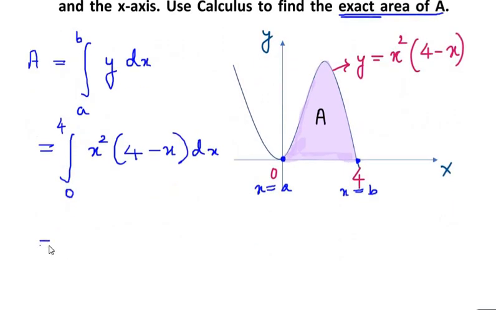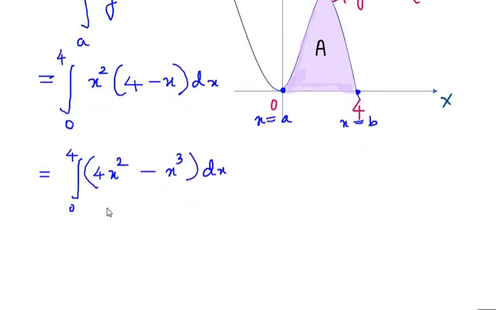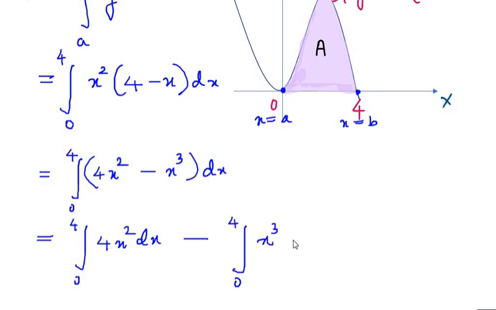Now to solve this, we have to expand the brackets first. So integration from 0 to 4. X square times 4 gives us 4x square and x square times minus x gives us minus x cube. So let me put them in the bracket and dx. Let me just split them as independent terms. So integration from 0 to 4, 4x square dx minus integration from 0 to 4, x cube dx. This minus is taken over here.